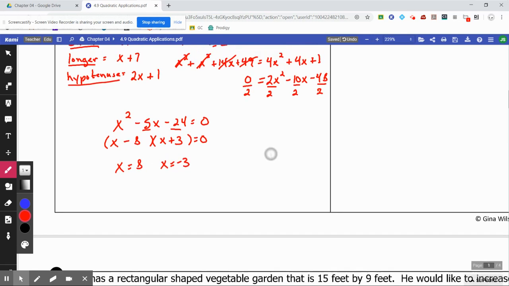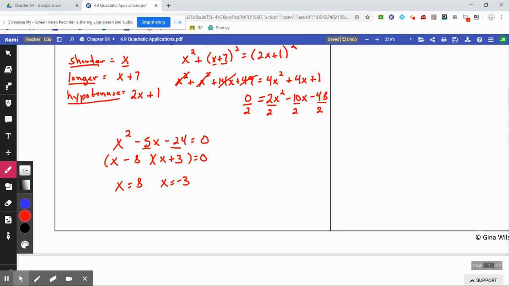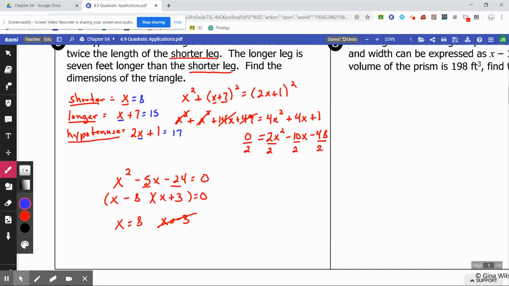Now let's look and see what x is. X is one of the leg lengths. A leg length can't be negative, so therefore our x is going to be 8. X is 8, so therefore x plus 7 will be 8 plus 7, which is 15. And 2 times, since x is 8, 2 times 8 is 16, plus 1 is 17. So the 3 sides of the triangle are 8, 15, and 17.